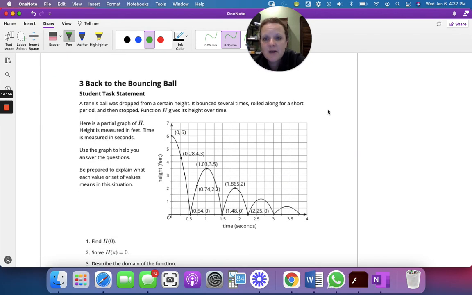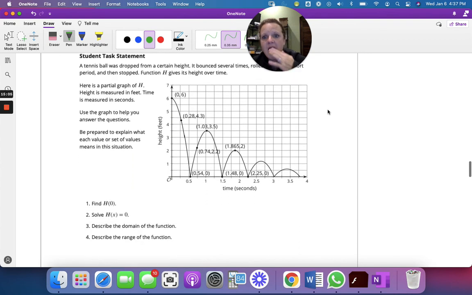A tennis ball was dropped from a certain height. It bounces several times, rolled along for a short period, and then stopped. The function h gives its height over time. Here's a partial graph of h. Height is measured in feet, time is measured in seconds. Use the graph to help you answer the questions. I'm going to get the right graph up here. Be prepared to explain what each value or set of values means.